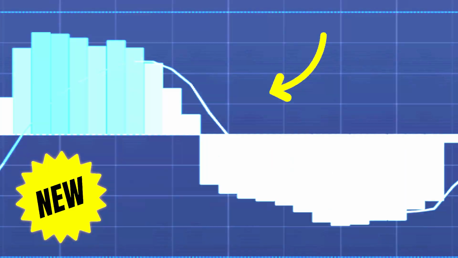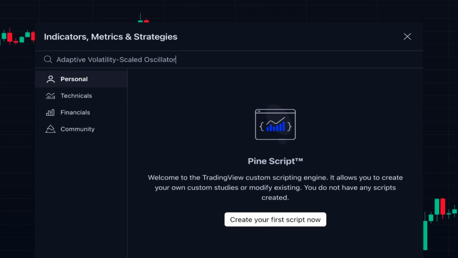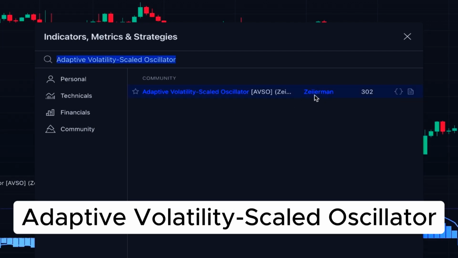This indicator can increase your profit. To add it to your chart, click on Indicators and search for Adaptive Volatility Scaled Oscillator. This one is a new indicator from Zierman.